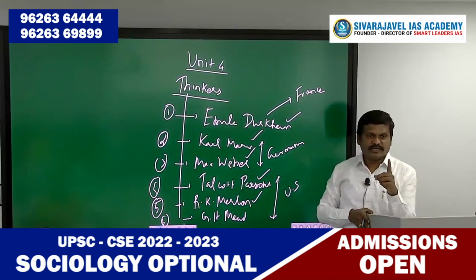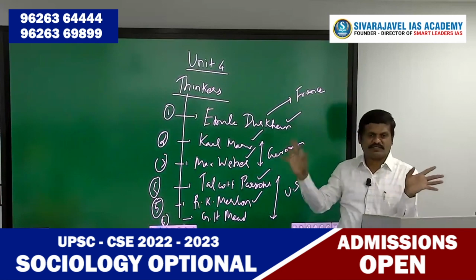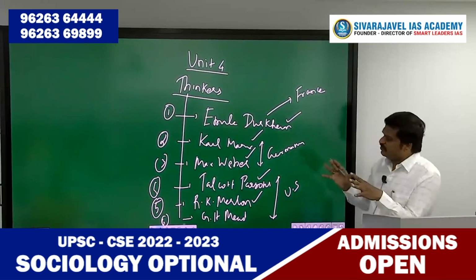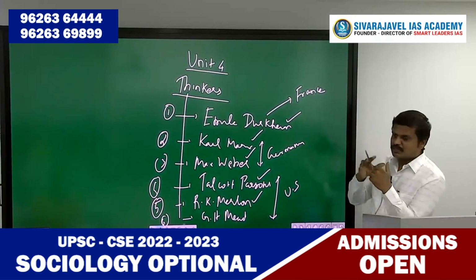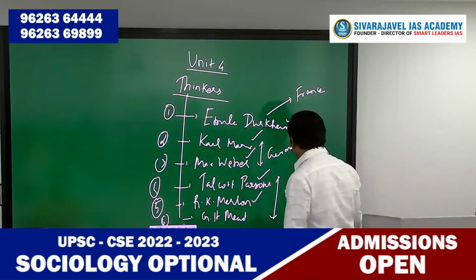So you see, in the first unit, all the three topics asked. In the second unit, one topic asked. In the third unit, one topic asked. In the fourth unit, all the five thinkers asked. Now, each and every thinker, they have given some concepts, some theories, and that has to be seen in detail.